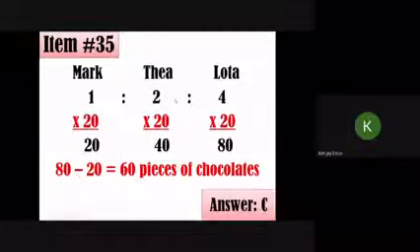Lotta has 4 parts. Mark has 1 part. So the difference in the number of parts is 4 minus 1, which is 3, right? But again, each part has 20. So 3 times 20 will give you 60. So it's the same concept. Different process, but the same answer.